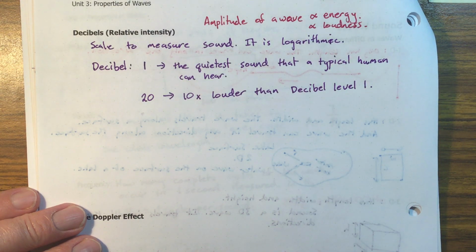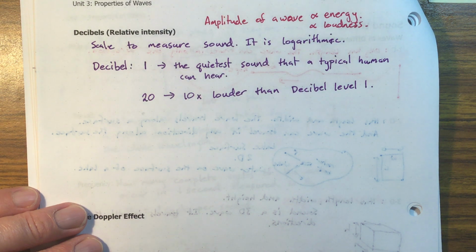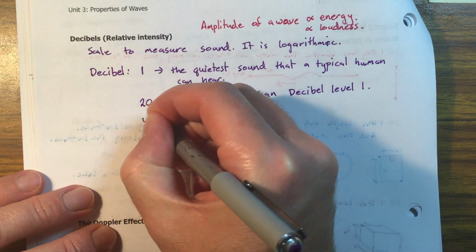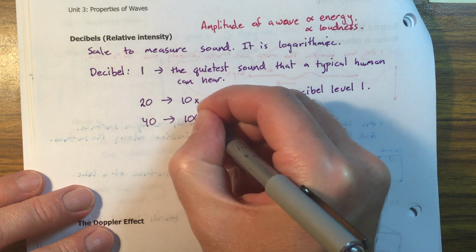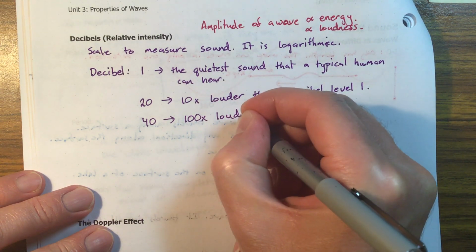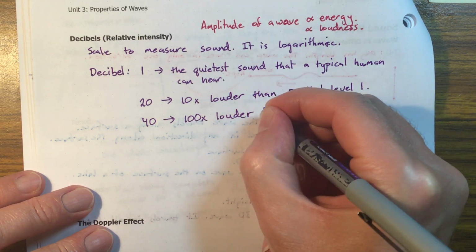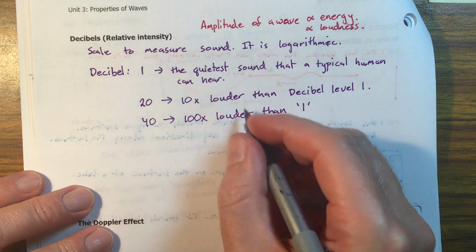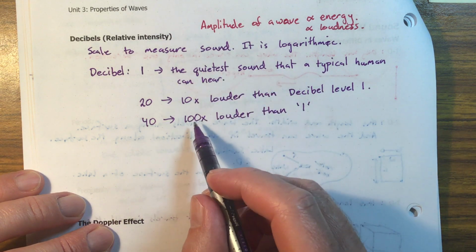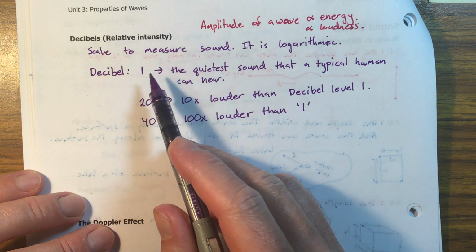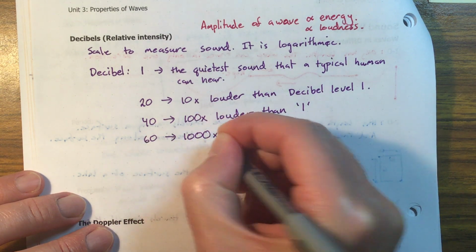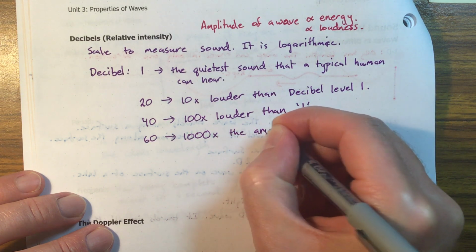Well, you might think that's kind of weird. How come 20 is only 10 times louder? Well, every 20 that you go up in the decibel range, you go up another 10 times. So decibel 40 is 100 times louder, or 100 times more amplitude than 1. When I say louder, what I'm really meaning is a larger amplitude. It's got 100 times the amplitude of a decibel 1. So 60 is 1,000 times the amplitude.